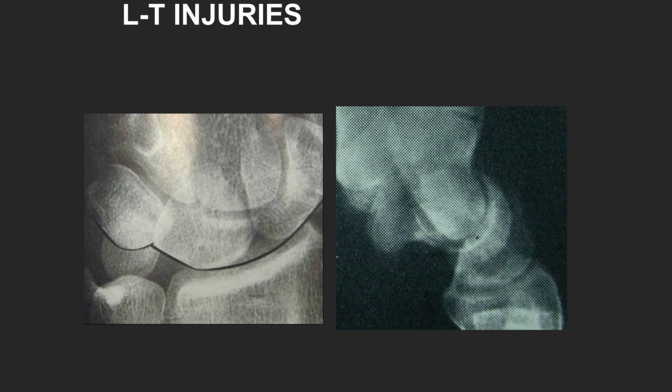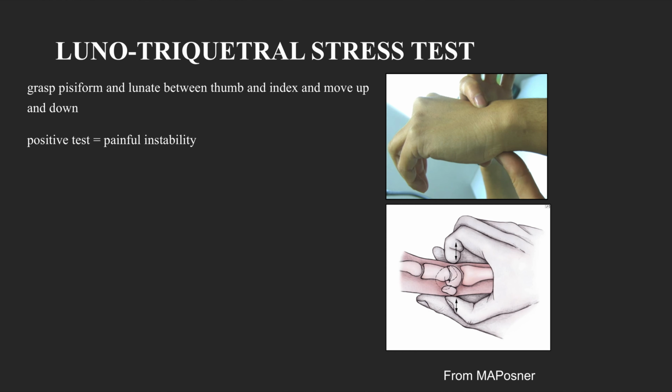This is what it looks like on a radiograph. Here you can see the tilt of the lunate volarly and the change of the shape of the lunate on the PA radiograph. There's also a disruption of Gilula's lines noted here. The LT stress test is done by grasping the pisiform and lunate and shucking it up and down to see if there's instability and pain.